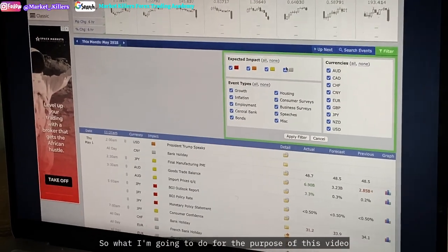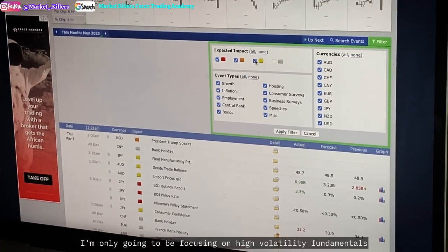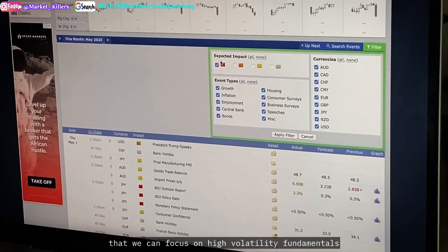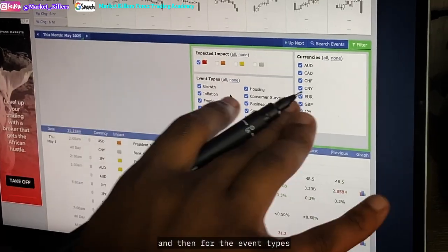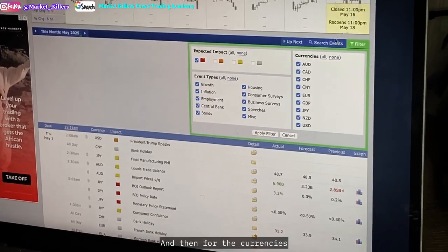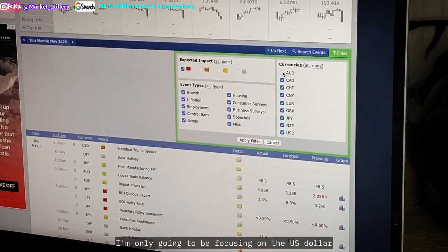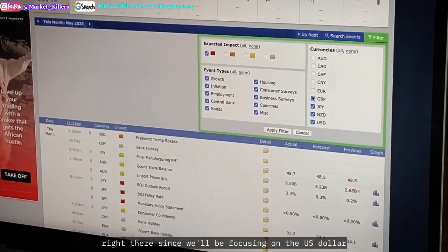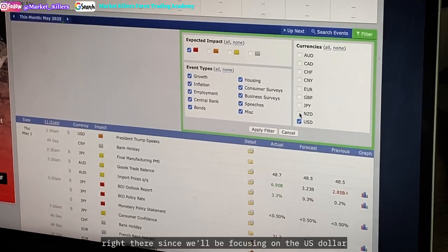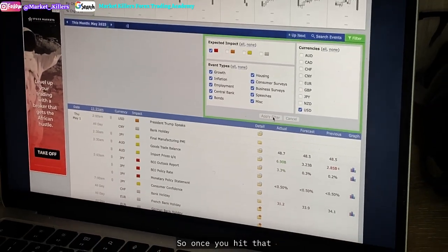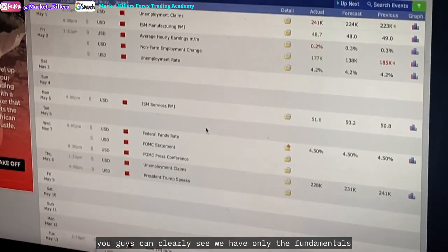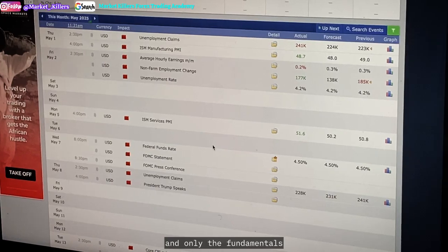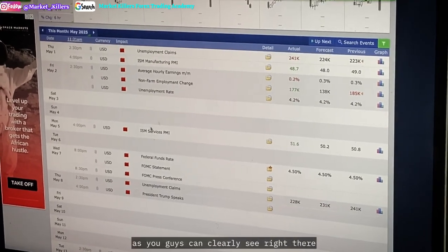So for the purpose of this video, I'm only going to be focusing on high volatility fundamentals. So I'm just gonna uncheck all those boxes right there so that we can focus on high volatility fundamentals. And then for the event types, I'm just gonna leave it like that. And then for the currencies, I'm only going to be focusing on the US dollar, so I'm just gonna uncheck all these boxes right there. And then I hit apply filter.